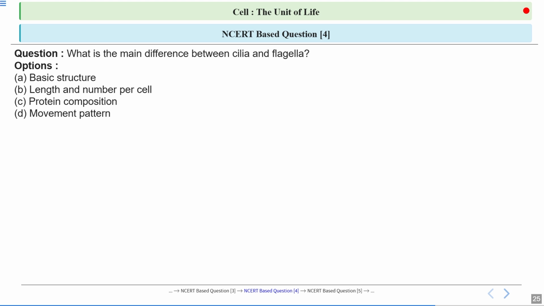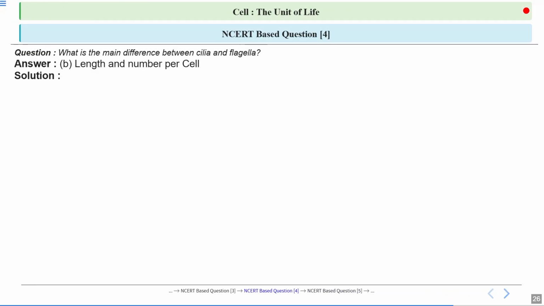Okay, next one. What is the main difference between cilia and flagella? What are the options? A is basic structure, B is length and number per cell, C is protein composition, D is movement pattern. What would be the correct answer? Let's have a look at the answer. Option number B is the correct answer: length and number per cell.